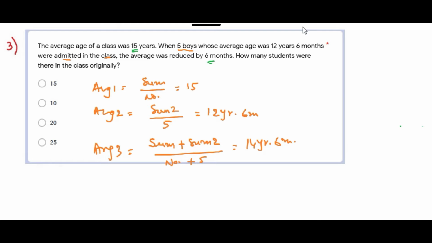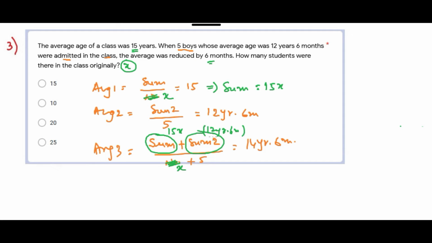Now how many students were admitted in the class originally? Let me take x as the number of students admitted in the class originally. So this number will be x here and this number would become x here. By the first equation, the sum is equal to 15 into x. So this part will be replaced with 15x and sum 2 will be 12 years 6 months into 5.